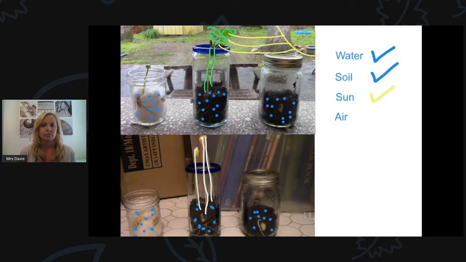Check! What about air? In the jar with the lid on it, the beans barely sprouted and then did not grow.